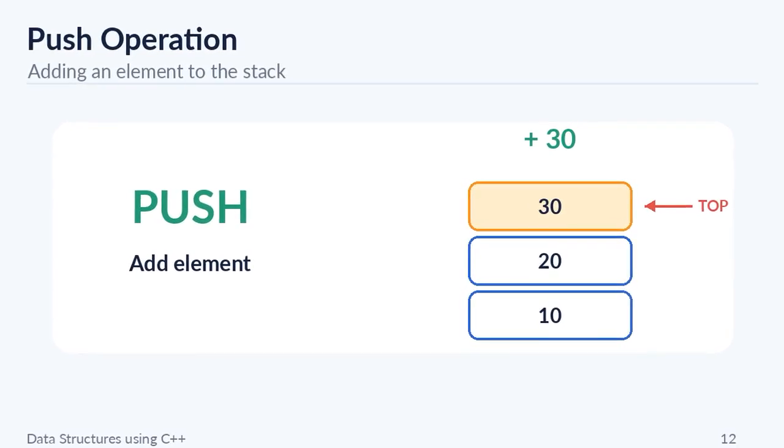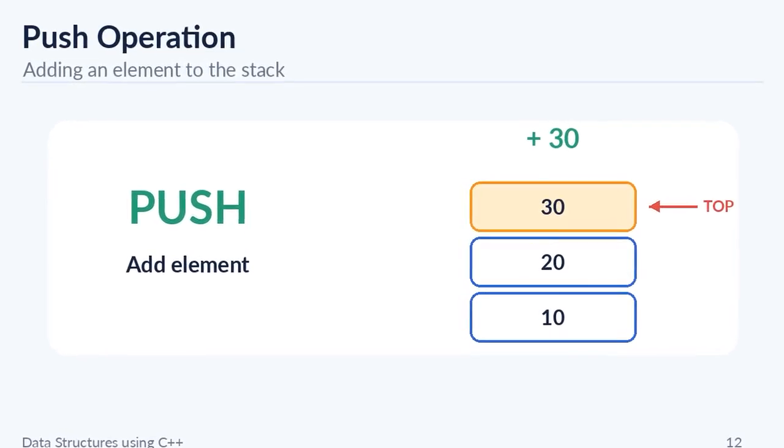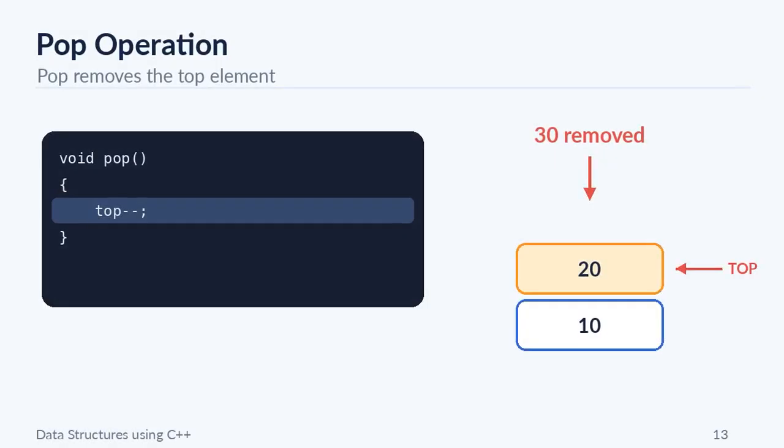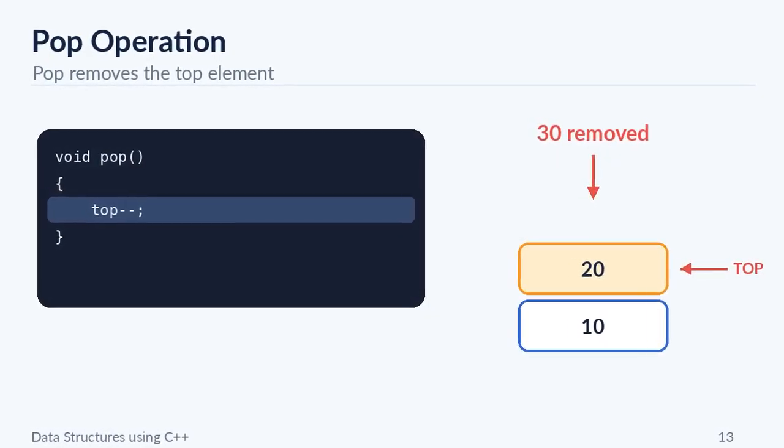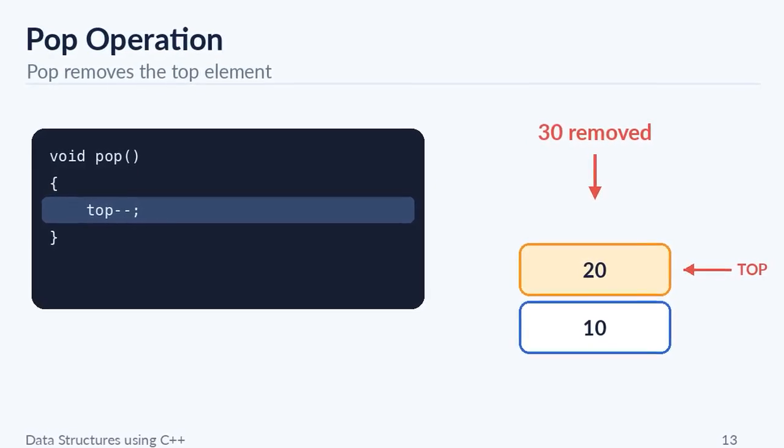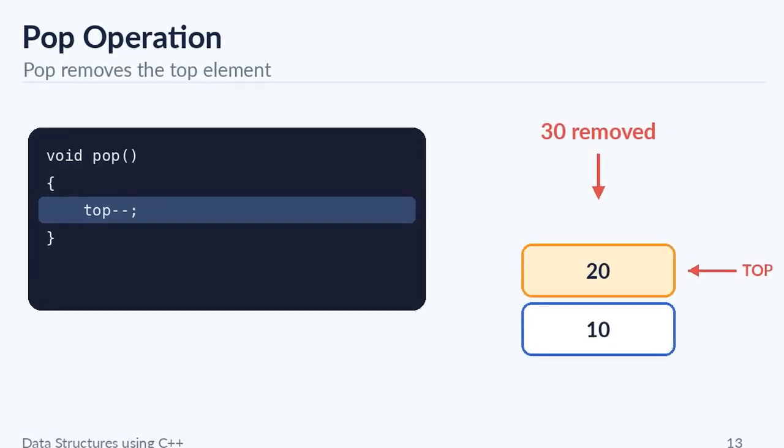Next, suppose I write push(30). Now 30 is stored. This operation of adding an element is called the push operation. Then understand the pop operation. So first we'll write void pop.